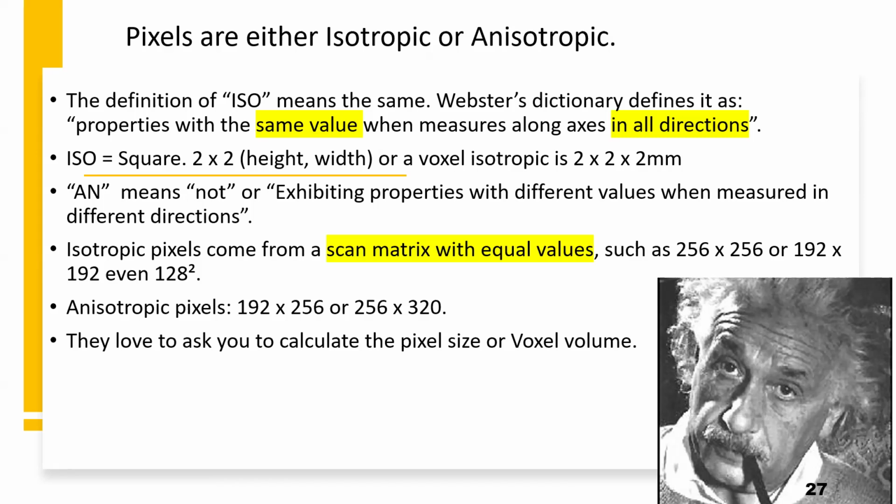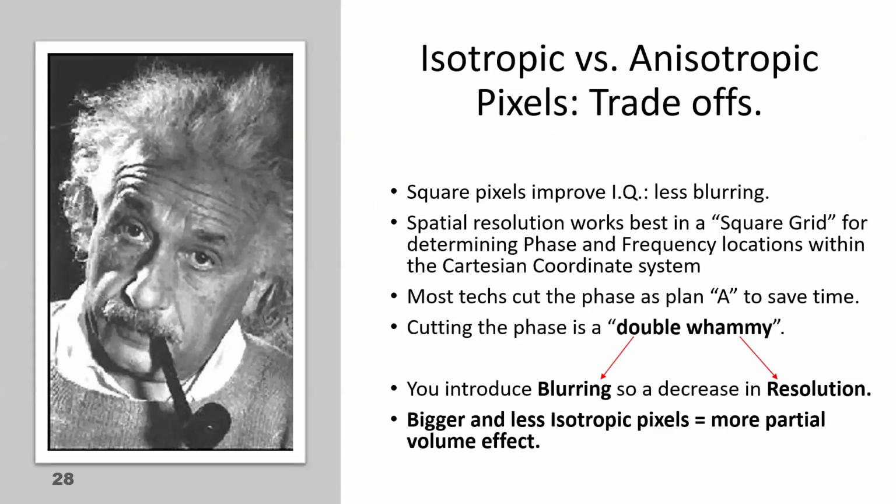They also love to ask you to calculate voxel volume, okay? I'm going to go over that in just a minute. So when you've got isotropic versus anisotropic pixels, the trade-off is image quality. You get less blur with isotropic because you're talking a square grid for phase and frequency locations in the Cartesian coordinate system. You're going to get better resolution.